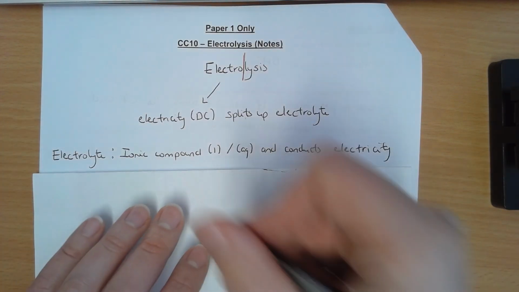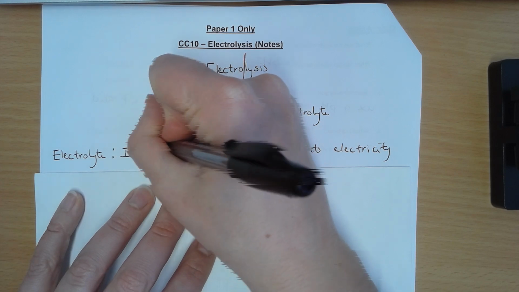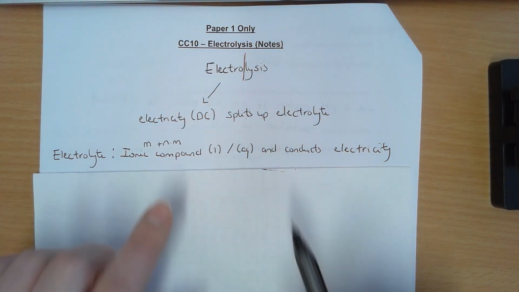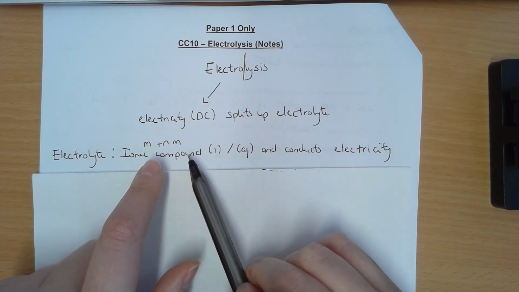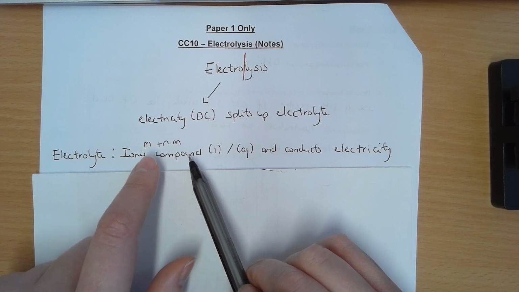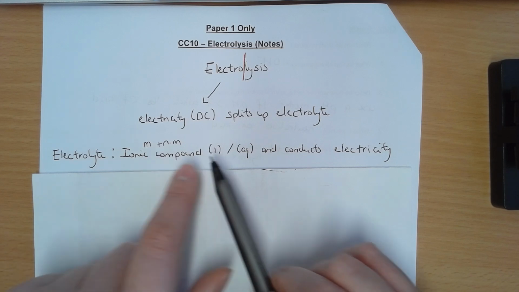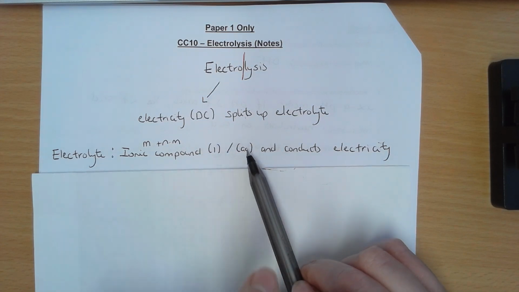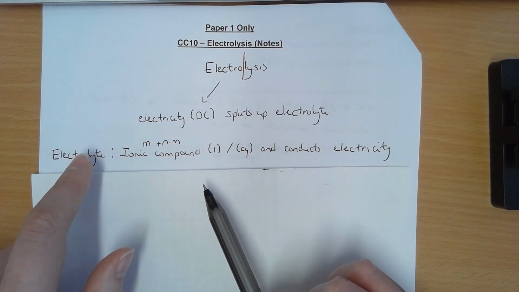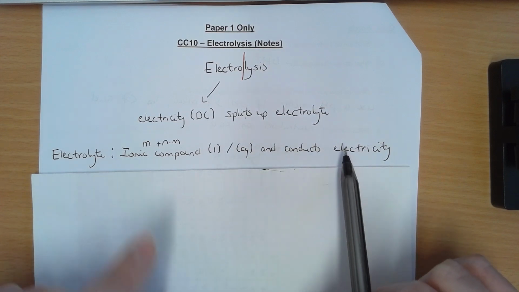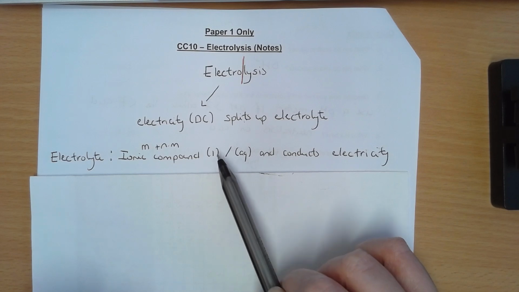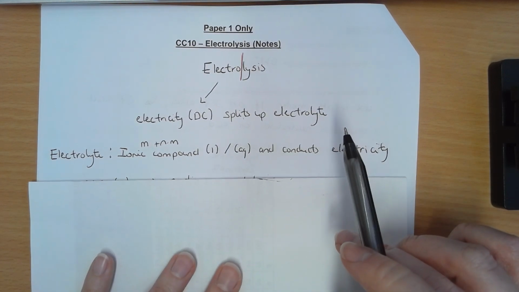Now remember, if it's an ionic compound, you've got a metal and you've got a non-metal, but because we're using electricity, the ionic compound has to be able to conduct electricity. And ionic compounds only conduct when they're liquid or when they're aqueous. So an electrolyte is an ionic compound that conducts electricity, and in order for it to conduct electricity, it has to be liquid or it has to be aqueous.